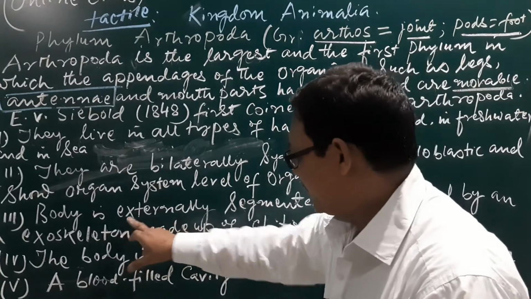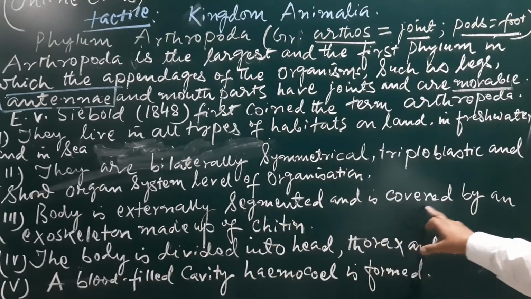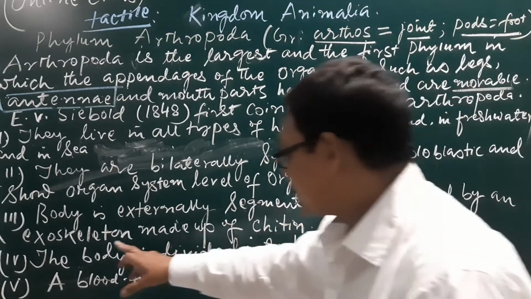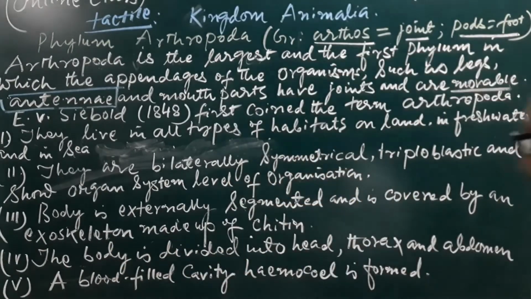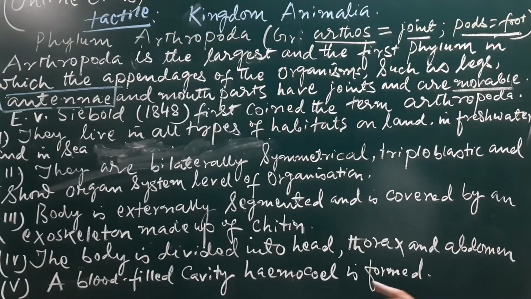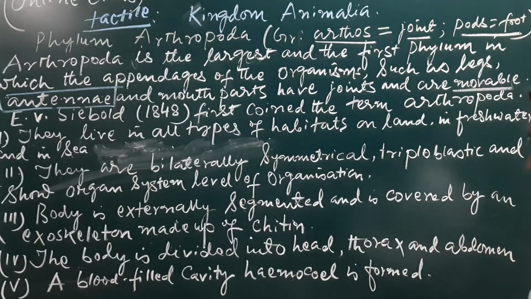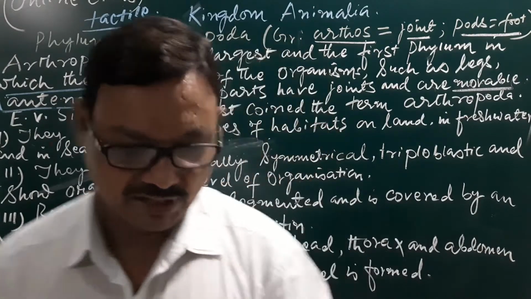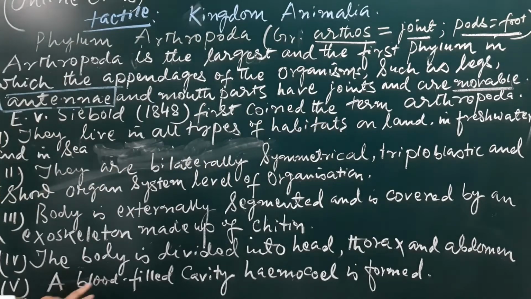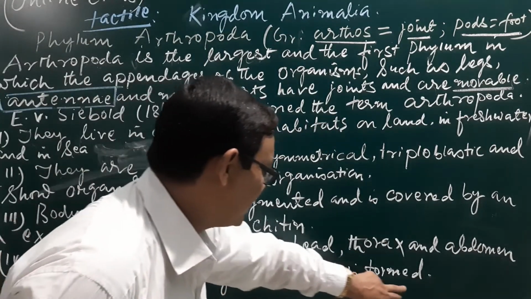Understand? Body is externally segmented and is covered by an exoskeleton made up of chitin. The body is divided into head, thorax and abdomen. यहाँ पे ये जो पॉइंट है इसको समझना है कि a blood filled cavity, hemocoel is formed.